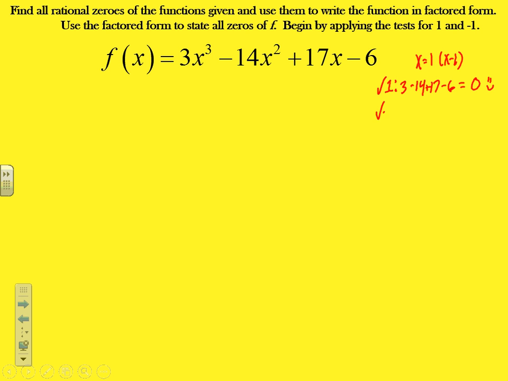So now let's just check real quick for -1. So we have to change the signs of the coefficients of the odd numbered powers. So x to the third is an odd numbered power, so I'm going to change the positive 3 to a -3. And then the -14 is even, so that stays the same. 17 has an odd numbered power, so it becomes -17, and then -6. And clearly, everything is negative, so that's definitely not going to be a 0. In fact, all those combine to be negative 40. So unfortunately, only one worked again. So we have the positive one that works.